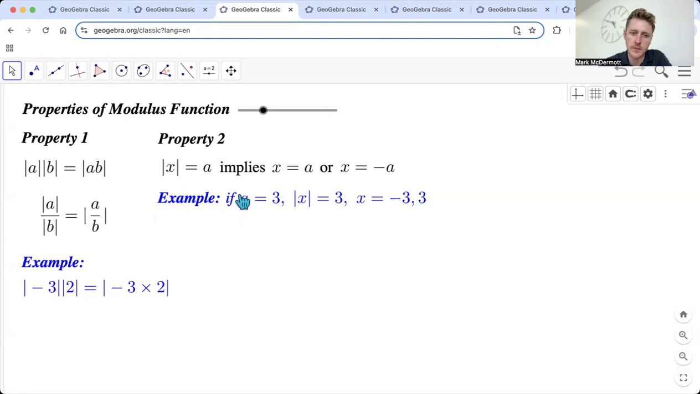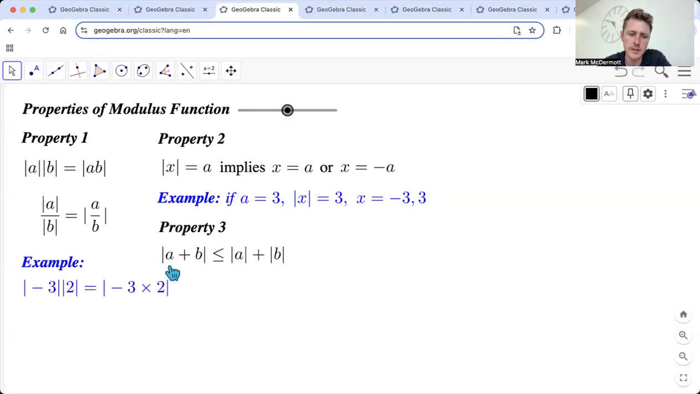But let's have a look here. If A is 3, so we set A to be 3, we just pick some value, and we say that the modulus of x equals 3, then x had two options, didn't it? It could have been negative 3 or positive 3, because the absolute value of negative 3 is positive 3, and the absolute value of positive 3 is just positive 3. So that's an extra second property of the modulus function.